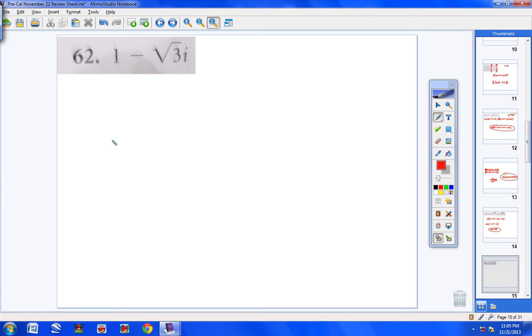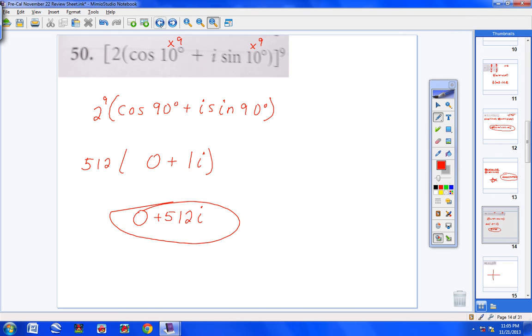Let's take a look at number 62. The directions for 62 state as follows. Find the cubed root. Now the first thing we're going to do is write it in trig form. So very quickly, didn't we write that one in trig form just a little bit ago? I thought we did. Let's see if we did.